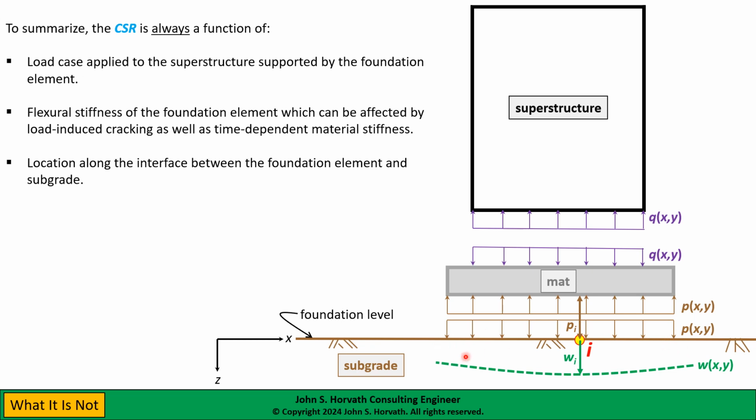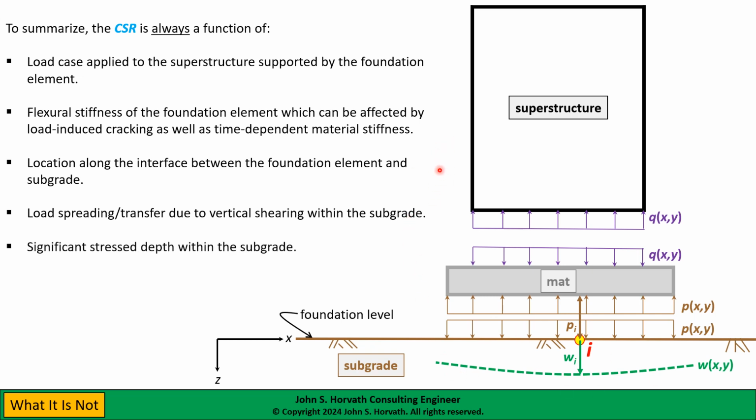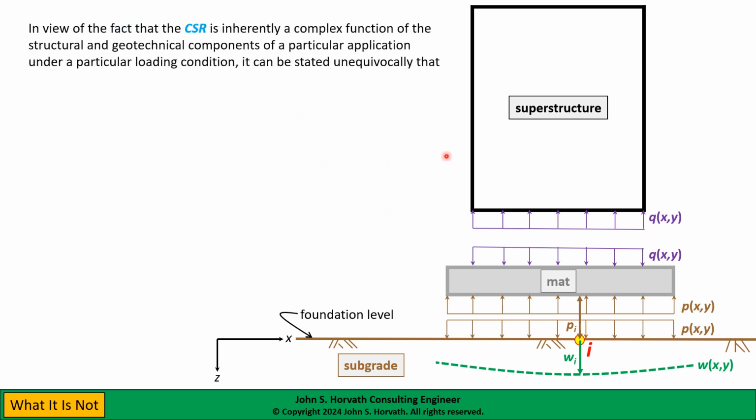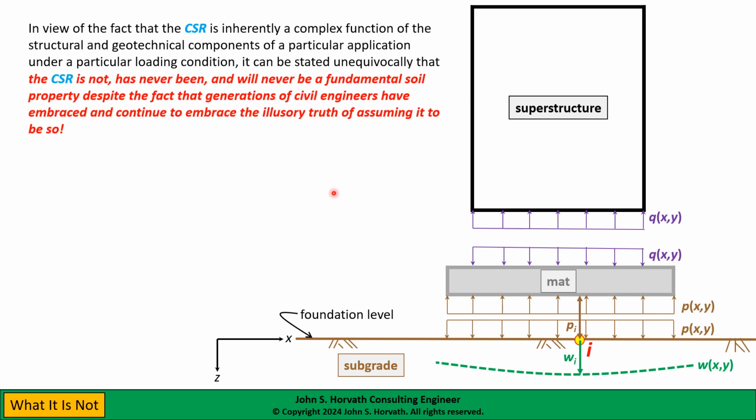Location along the mat foundation subgrade interface, load spreading due to vertical shear, and finally the significant stress depth within the subgrade. So in view of the fact that the coefficient of subgrade reaction is a very complex function of both the structural and geotechnical components of a particular application under a particular loading condition, I think we can state pretty unequivocally that the coefficient of subgrade reaction is not, has never been, and will never be a fundamental soil property.